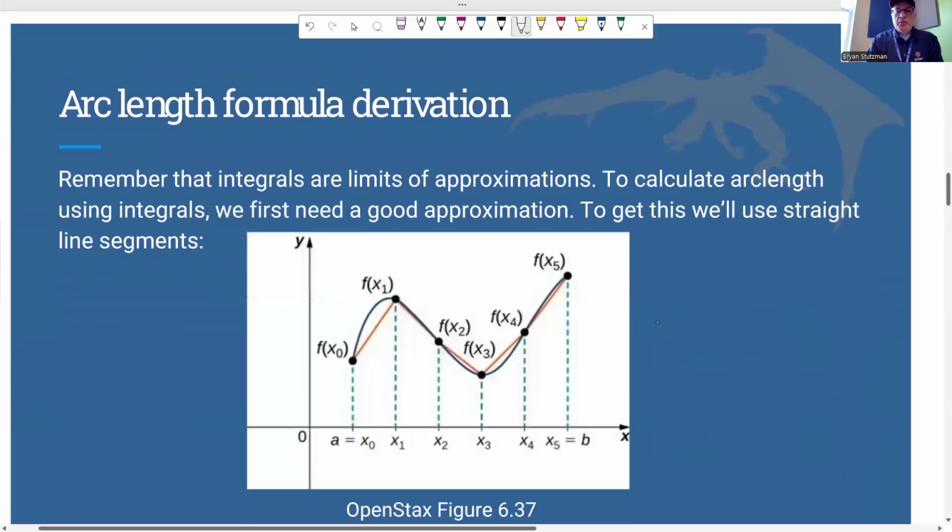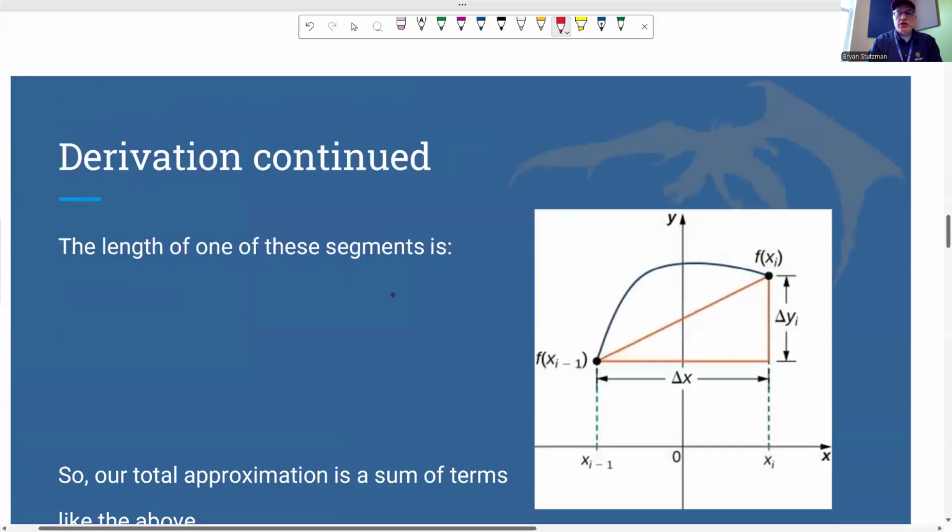Let's talk about how we can do this. Here's a curve, and like we said before, we're going to split it into little sections and find the length of each section. Right now, we're going to focus on just one of these sections. In this section, the straight orange line is not a very good approximation, but if we made it a little bit smaller, it looks like it'd be a better approximation. So let's look at that one in more detail.